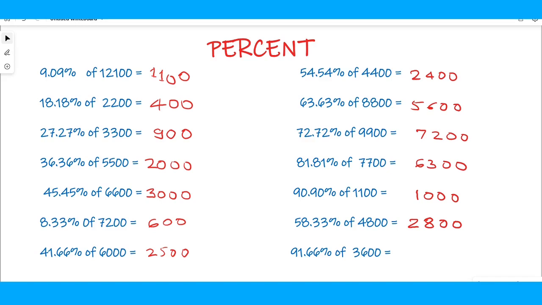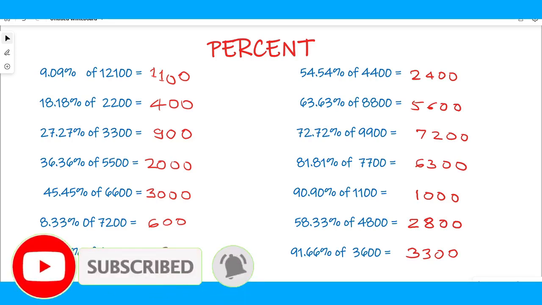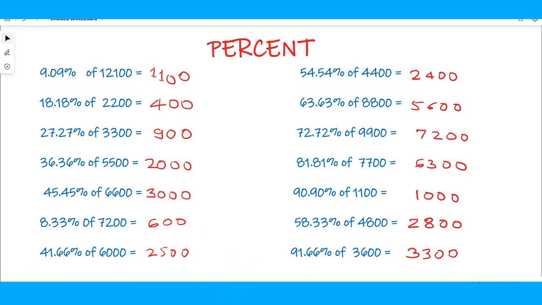91.66% of 3600. 91.66% is 11 upon 12. On dividing 3600 by 12, we get 300, and 11 times of 300 is 3300. Thus 91.66% of 3600 is 3300. This way we can calculate very fast by converting percentage into fraction and then getting the required percentage.